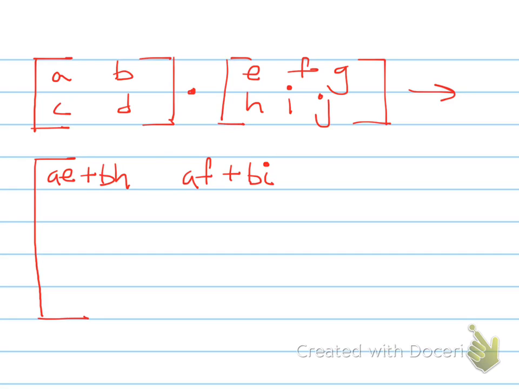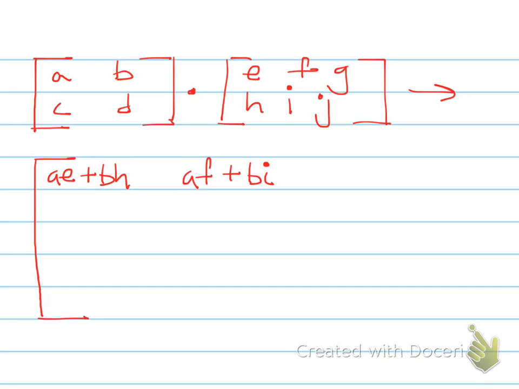All right, so first thing we're going to do is take the first row of the first matrix and multiply it by the first column of the second matrix. So A times E plus B times H. All right, and then we're going to add those products up.